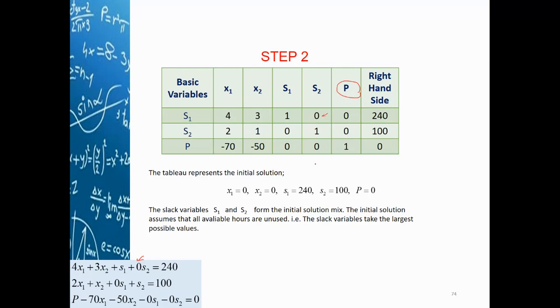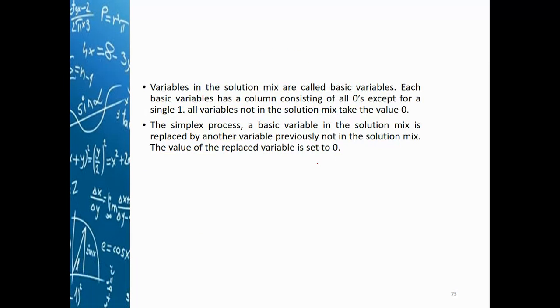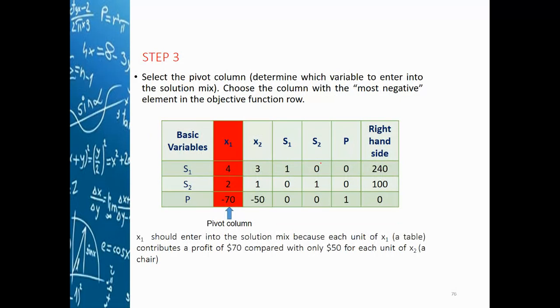So that is what we start to do. If you look at this one, you have negative 70. This is the value that you need to consider, because it is the most negative on your last row. If you have this most negative value, you straight away say, this is my pivot column. All right, so what's the significance of my pivot column?